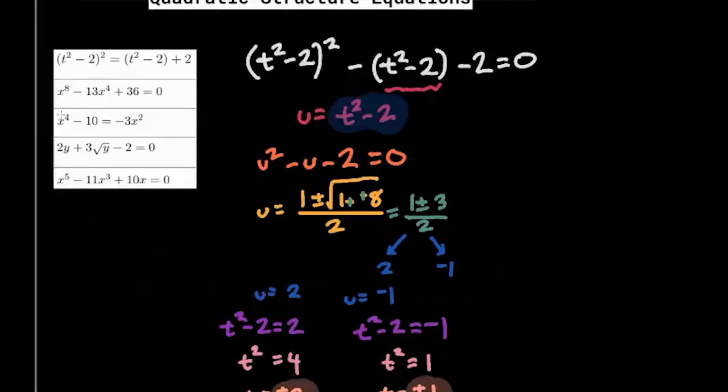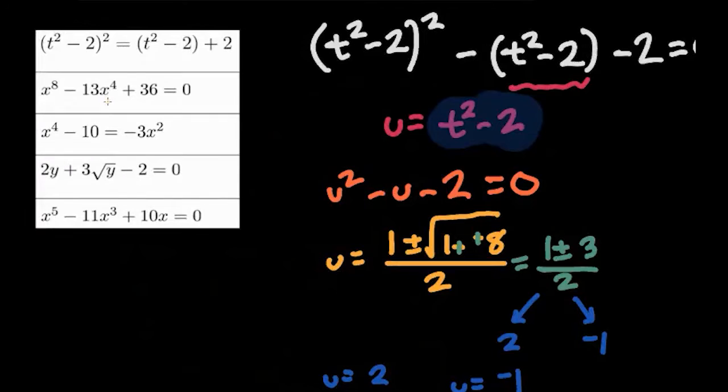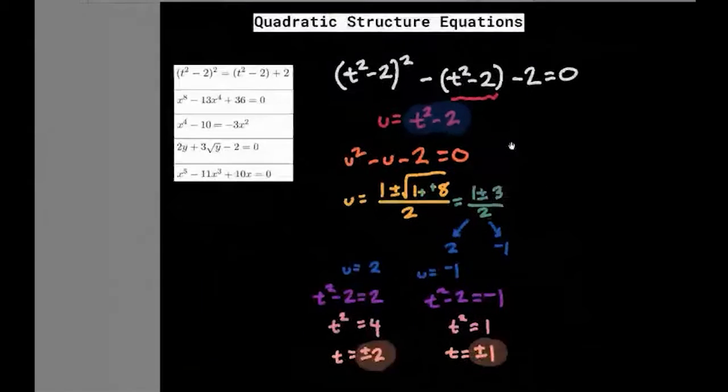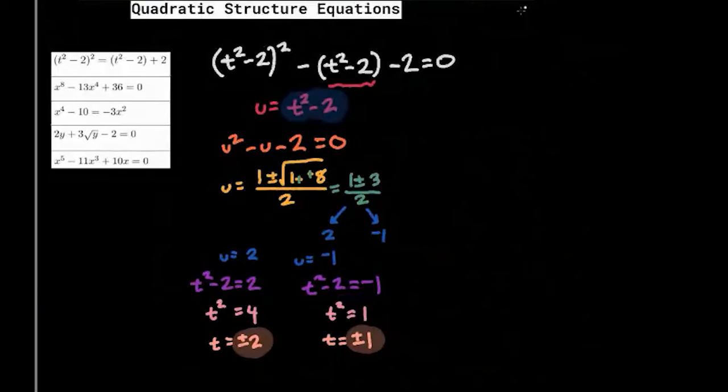All right, the next one is x to the 8th minus 13x to the 4th plus 36 is equal to 0. Really important to understand with this one is that you should have 8 answers because it's x to the 8th. So this one's going to be a little bit different than the last one that just had 4. Okay, I'm going to rewrite the equation really quick.